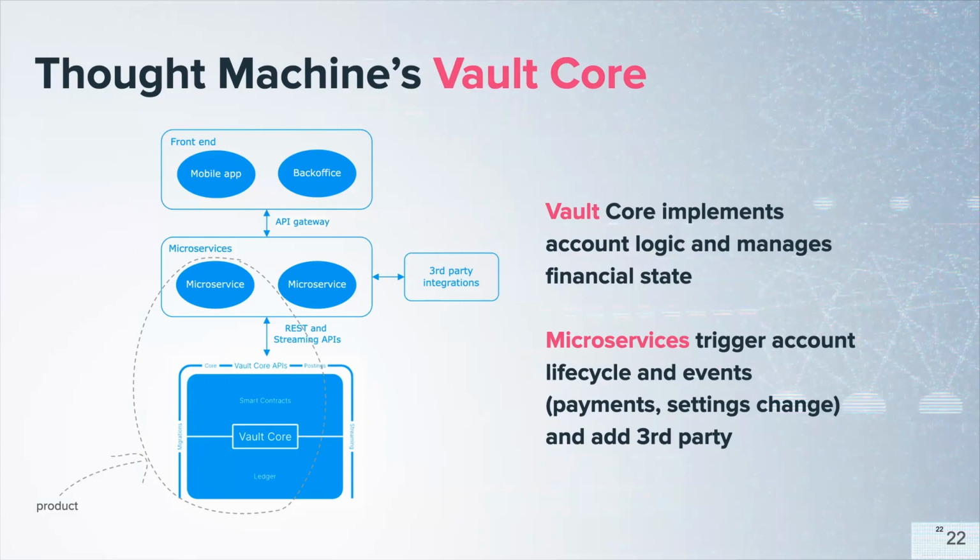All of the layers are somehow connected to the actual bank product. So when we are talking about the product itself, within the architecture that is built upon the Vault core, the meaning of the product is usually its implementation in the Vault core and its financial state in the Vault core, together with its microservice that provides the third-party data and triggers the account lifecycle and functionalities.